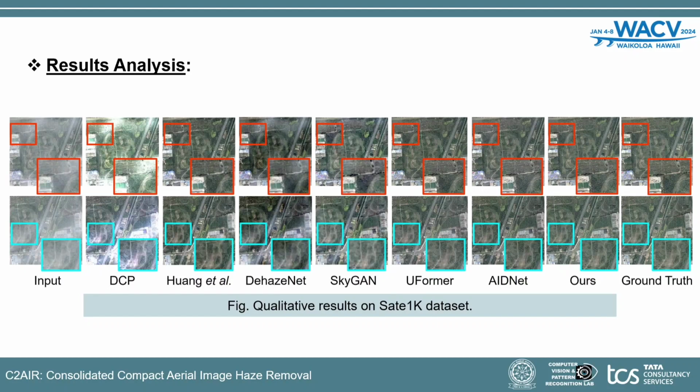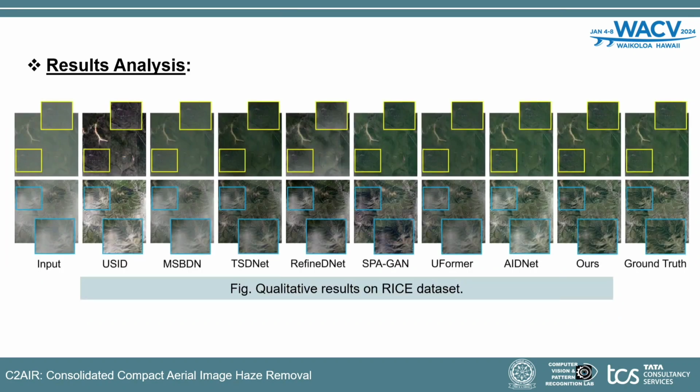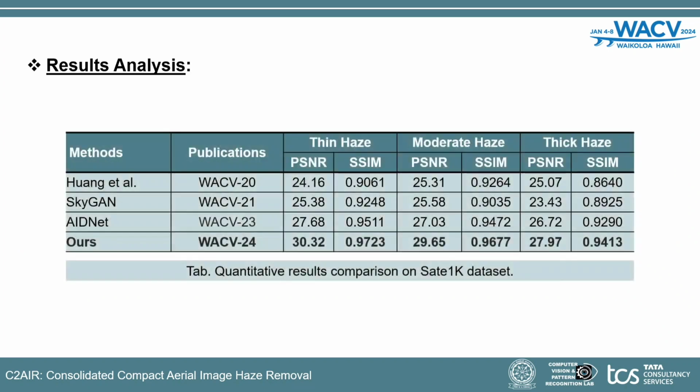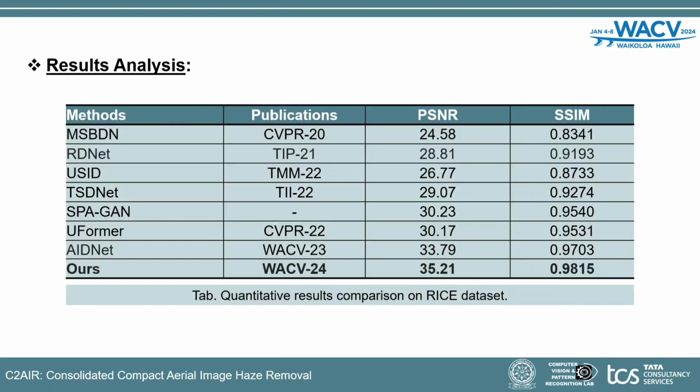Now we will look at the results analysis. These are the qualitative results on the SET1K dataset. These are the qualitative results on the RISE dataset. And these are the qualitative results on real-world degraded aerial images. As seen from the results, the proposed method is able to restore the degraded image with more naturalness than the existing methods. These are the quantitative results on the SET1K dataset having different densities of haze. These are the quantitative results on the RISE dataset for aerial image dehazing.